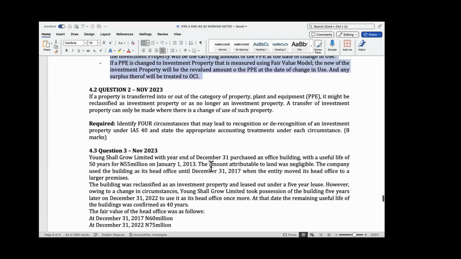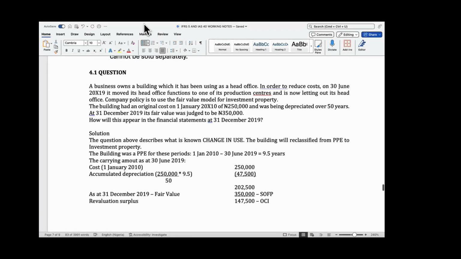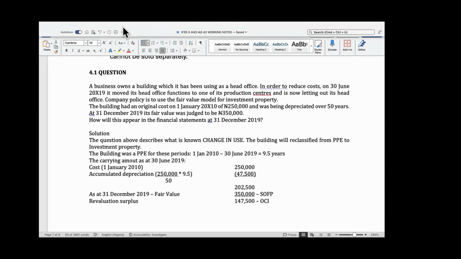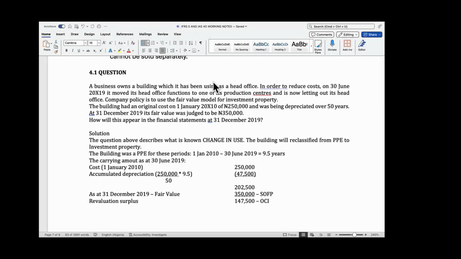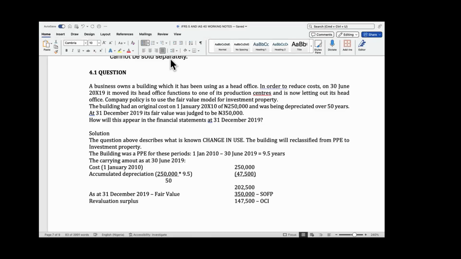Now, there's another question, a question on that question that we saw. The property was converted in June 2019, and that was why we stopped the depreciation at 9.5 years. So when it becomes an investment property for those 6 months, we still did not consider anything on that investment, but we still charge everything as OCI to revaluation surplus.